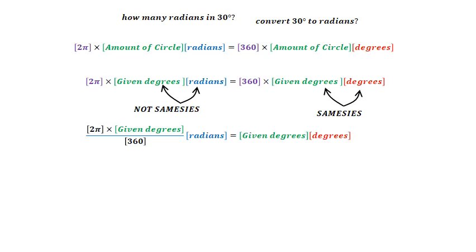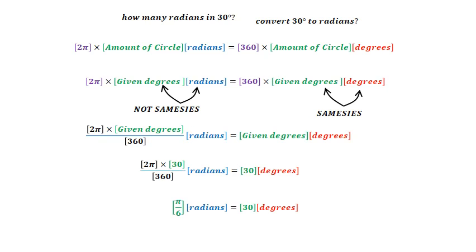So swing the 360 away from the side. It goes below the line. Now the right side reads as the given degrees in degrees, and the left side is the amount of radians in radians. So calculator time, and you get pi over 6 radians, or you can multiply it out. It's your choice. And you will get 0.523 radians equals 30 degrees.